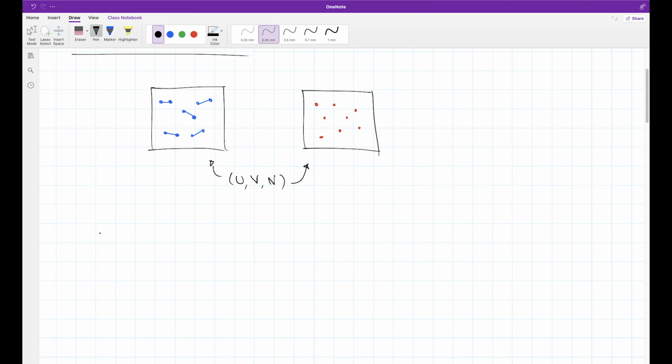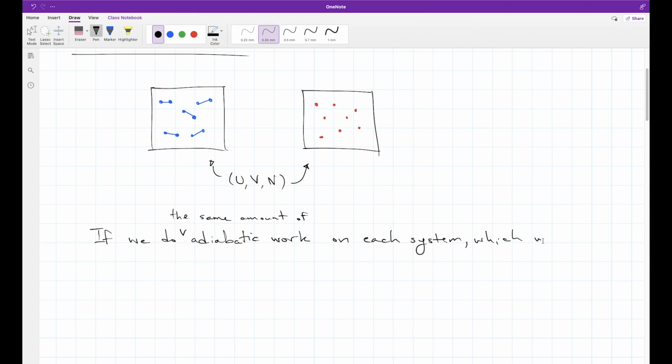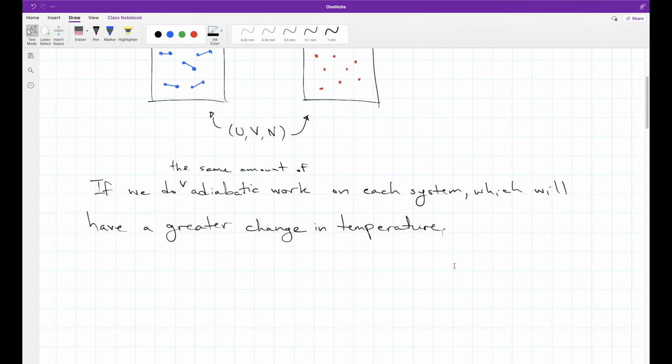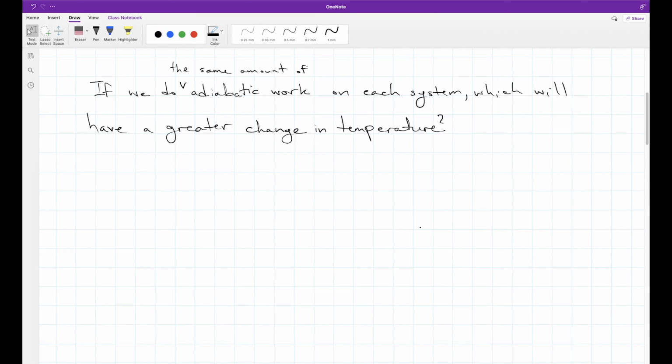Okay, and we want to know if we do an adiabatic work operation on each system with the same quantity of work. Maybe I should say, if we do the same amount of adiabatic work on each system, which will have a greater change in temperature. Okay, so how do we answer this question?